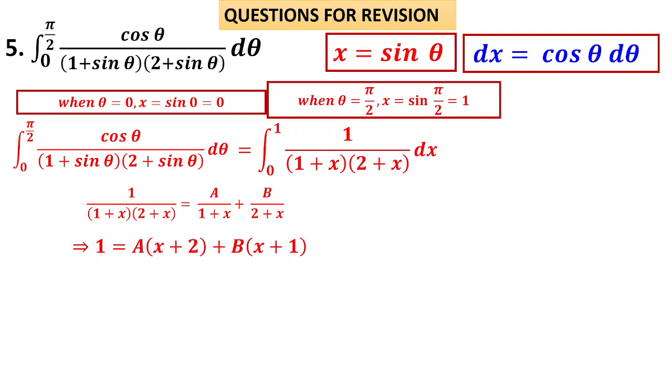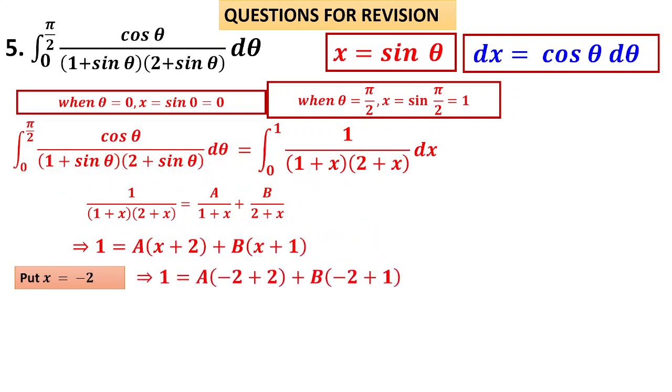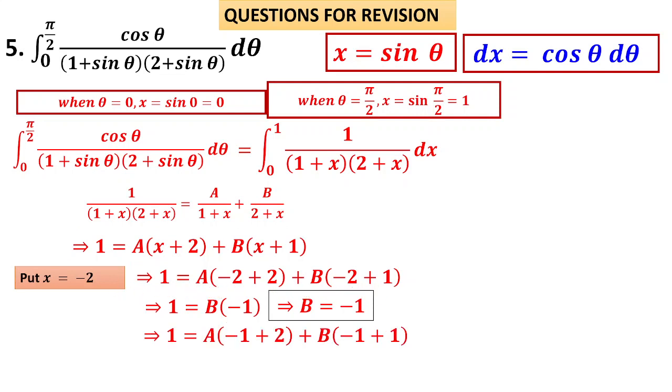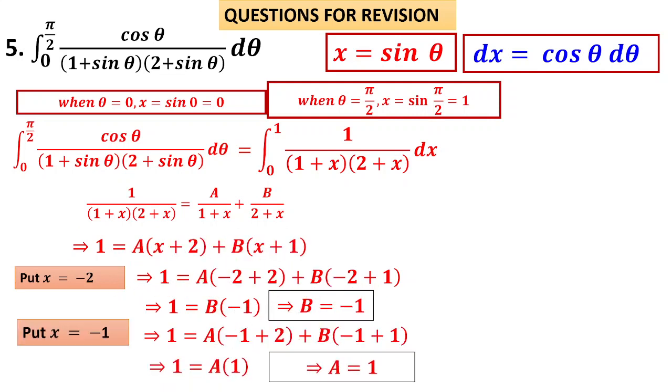We already discussed this in one of the videos. By selecting the value of x, we can eliminate a or we can eliminate b. Let me start with x is equal to minus 2, so that the coefficient of a will become 0. 1 is equal to a into 0 plus b into minus 2 plus 1. Therefore, b is equal to minus 1. Similarly, by taking x is equal to minus 1, I can make the coefficient of b become 0. Therefore, a is equal to 1.